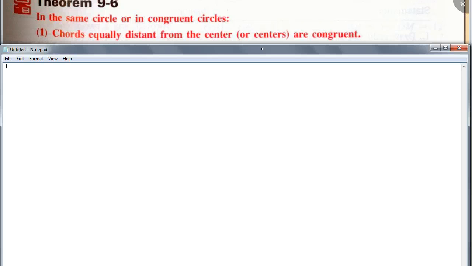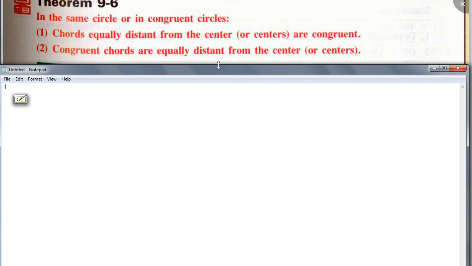Well, would the other way around work also? In other words, congruent chords are also equally distant from the center. Does that make sense? Yes. Aren't those basically the converse? Yes, they are. Very good. Why don't they just say if and only if? They could have, but they chose not to this time. All right, very good point.